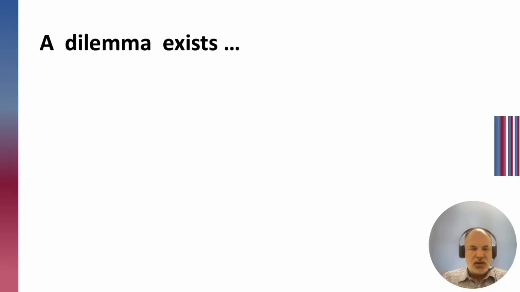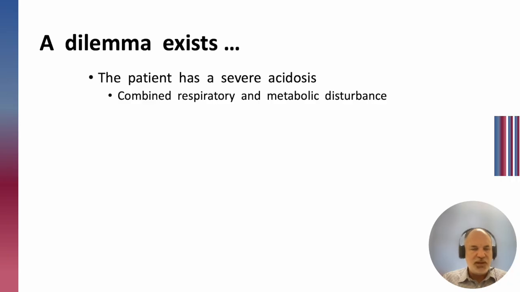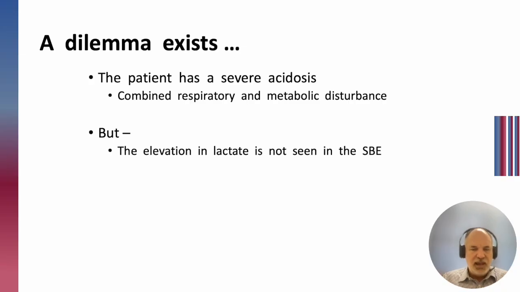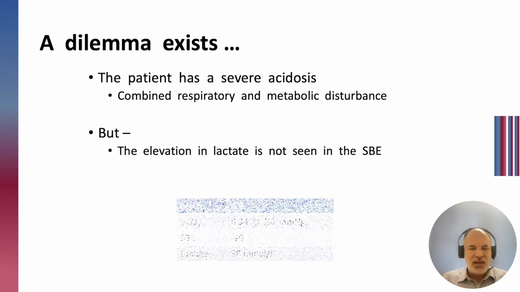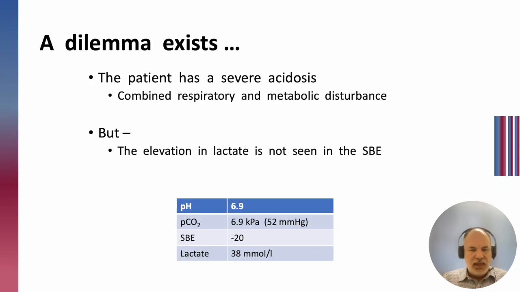So if we have a look at this scenario, there's a dilemma that exists in the results we presented with. The patient has a very severe acidosis, and this is a combined respiratory and metabolic acidosis. But the elevation in the lactate is not seen in the base excess. So if we have a look at the lactate here, the lactate's 38, and that increase in lactate would alter the strong ion difference because, as I said to you previously, any change in strong ion difference would be mirrored in the base excess, and lactate's a strong anion.